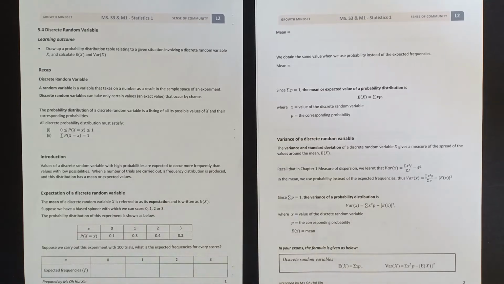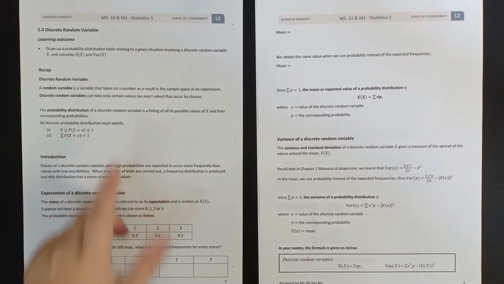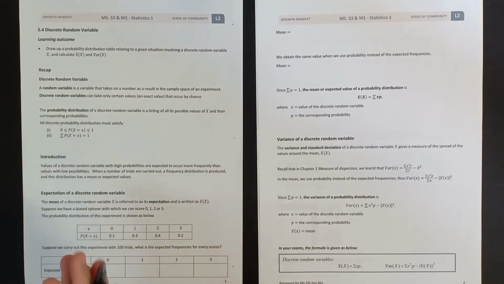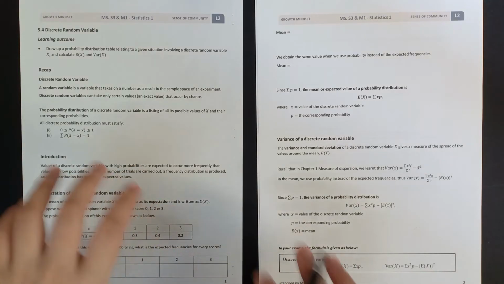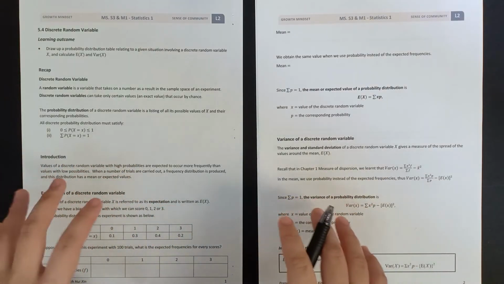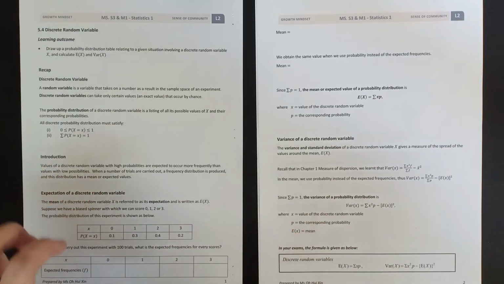Alright, so let's do some recap. In the last lesson, you learned what is a random variable and what is a discrete random variable. Basically, the variable is some number that will come out as a result in an experiment. When we talk about random variables, we have two types as we have learned: one discrete and one continuous.